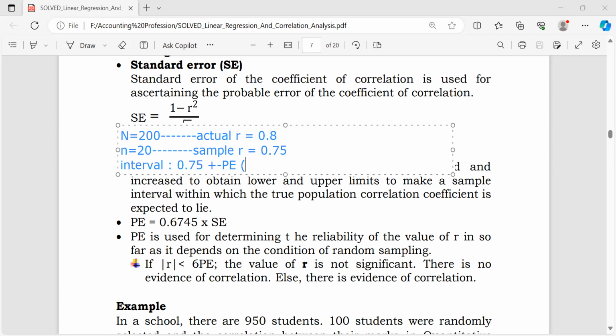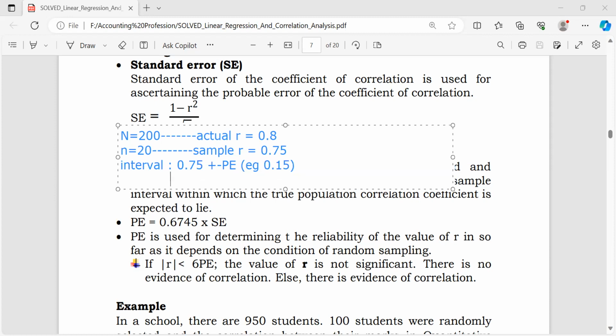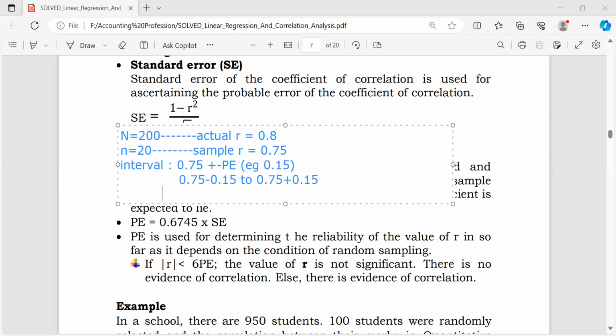For example, let's presume that maybe our probable error equals 0.15. I'm just presuming here, right? So if you do that, how much would my interval be now? 0.75 minus 0.15 up to 0.75 plus 0.15, and this is going to give you 0.6 up to 0.9. Do you see this now?